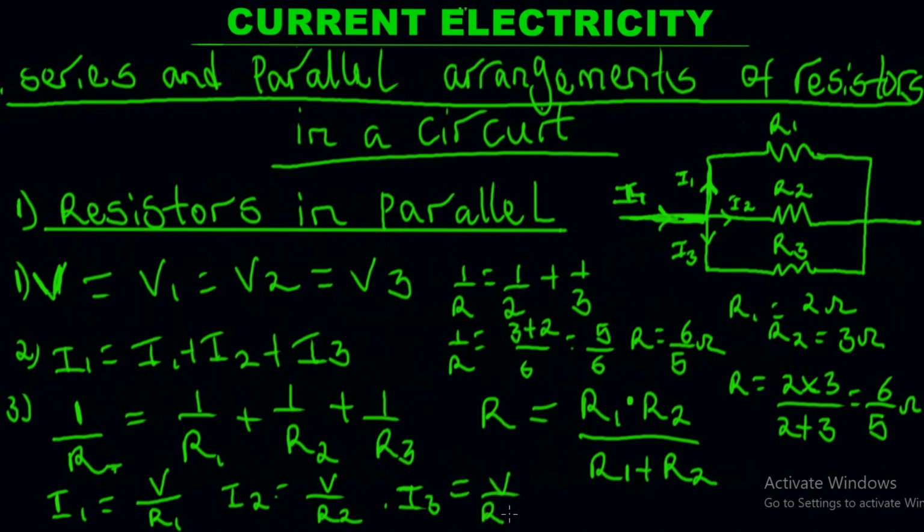This is very important. When you start solving questions, you will need to take note of this. So the current is inversely proportional to the resistance. The higher the resistance, the lower the current that can flow, and vice versa. So let's move on to resistors in series.